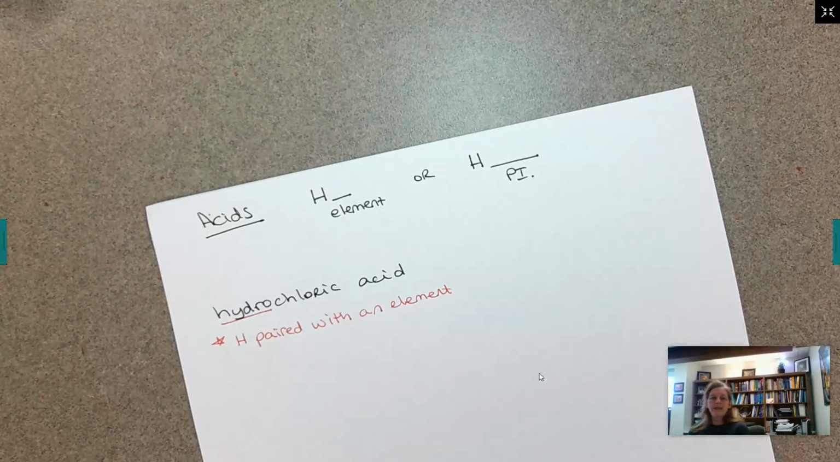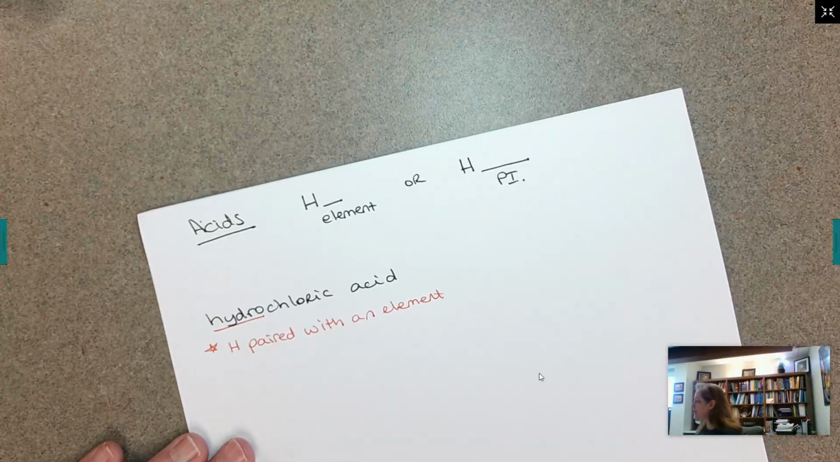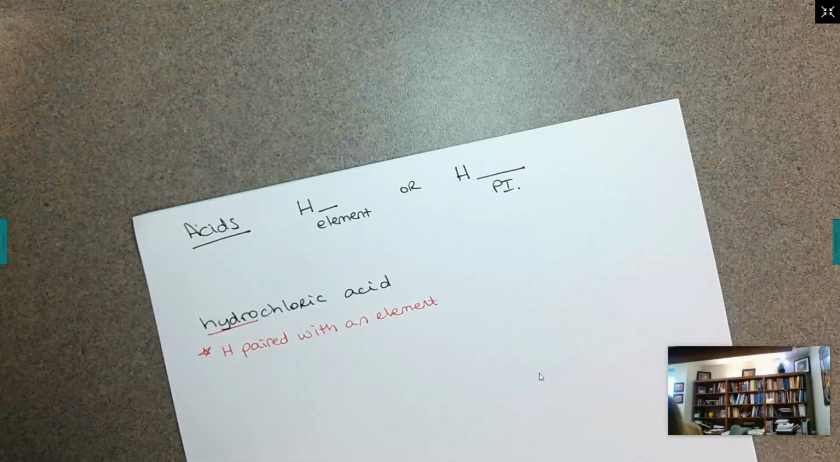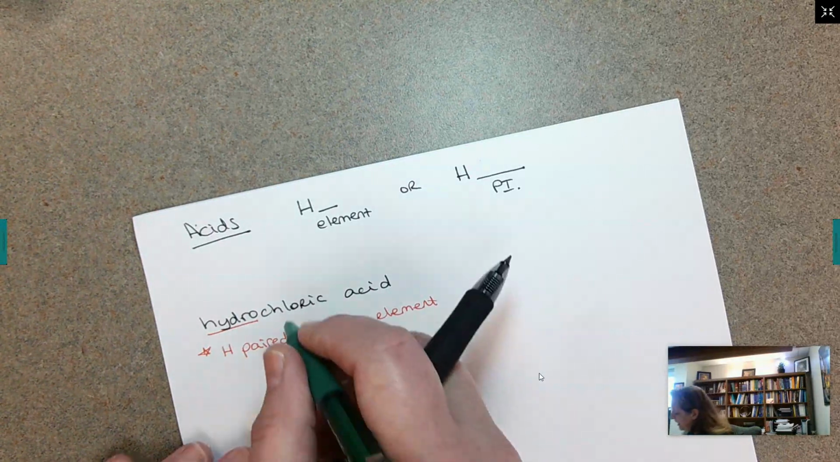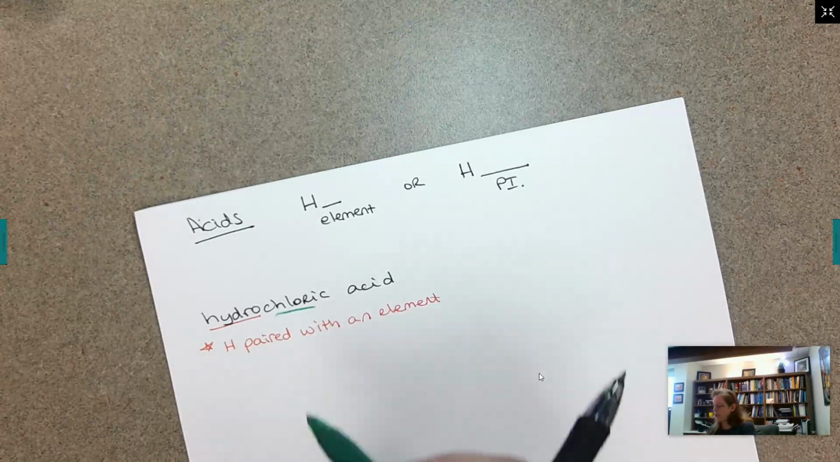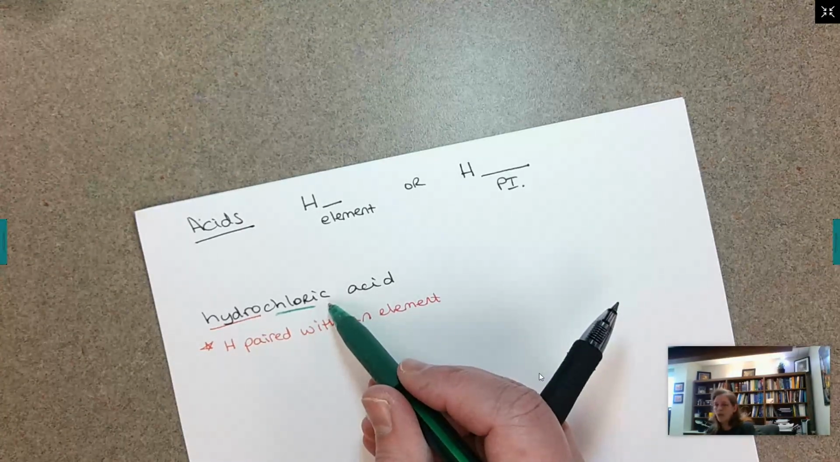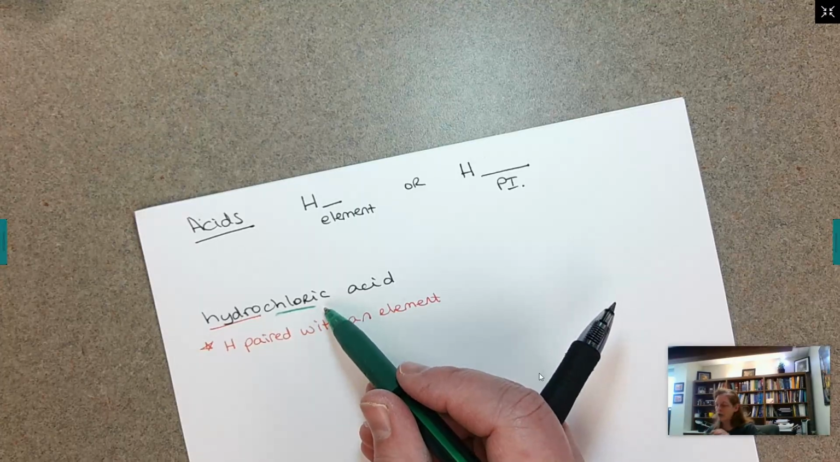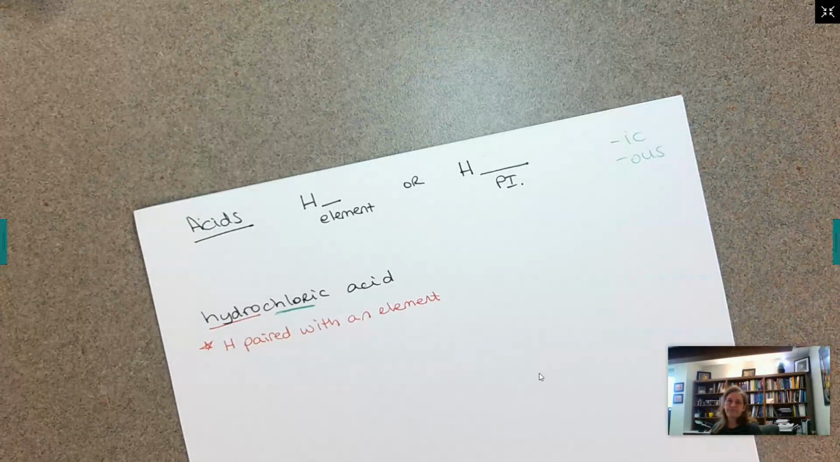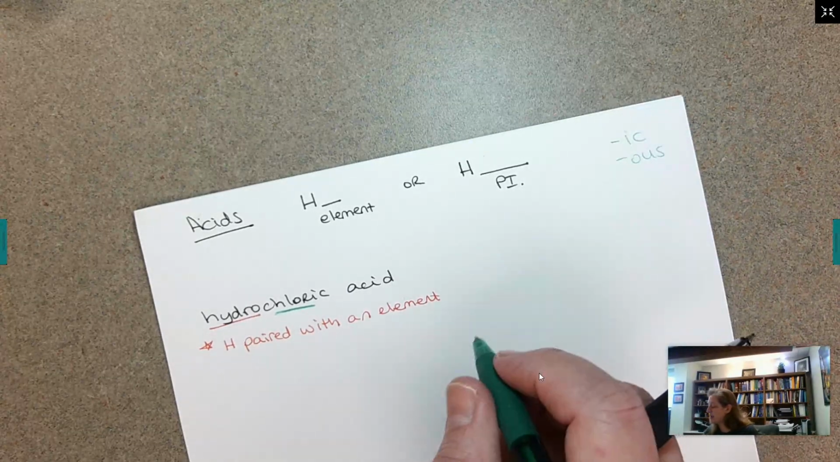Now, what element could it be paired with? Well, what does this look like? What element does that look like? That is telling you what hydrogen is paired with. Now, with acids, they're not going to end in ide. So acids don't end in, this part of the word does not end in ide. It's either going to end in ic or ous. Okay? Ic or ous, I'm sorry, ous or ic. So acids end in ic or ous, period. If it's an element, it's always going to end in ic.